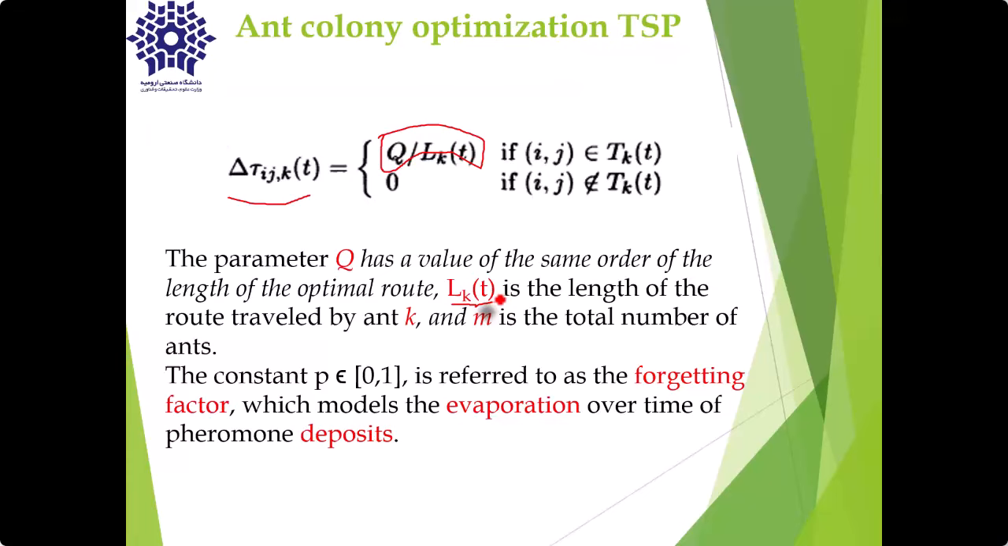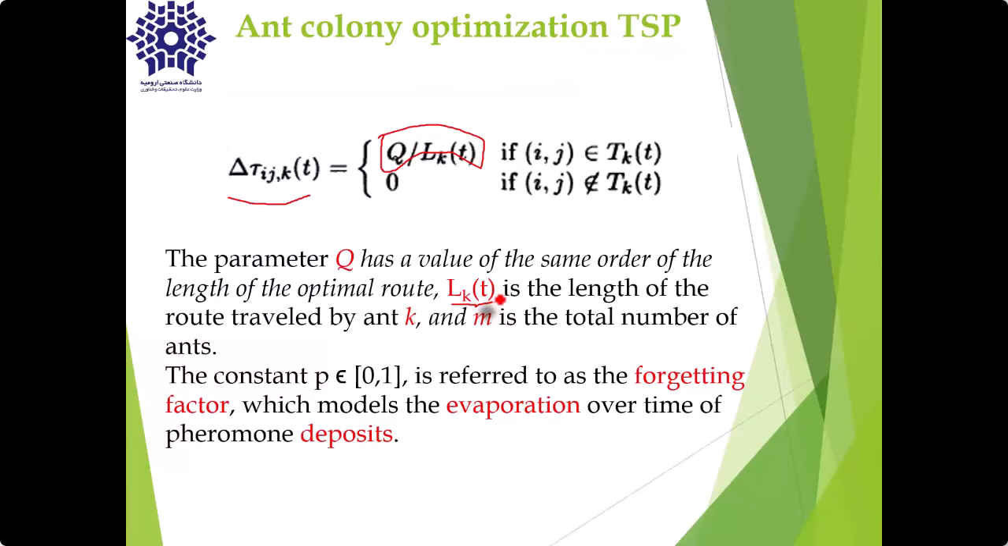So L is the length of the route traveled by ant k, and m is the total number of ants. So we have many ants traveling. When one ant travels between the cities, the length of the tour, the length of the route traveled by ant k, is Lk.